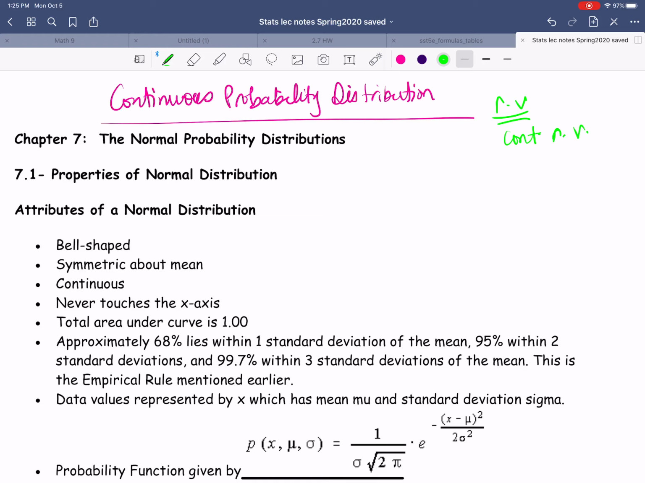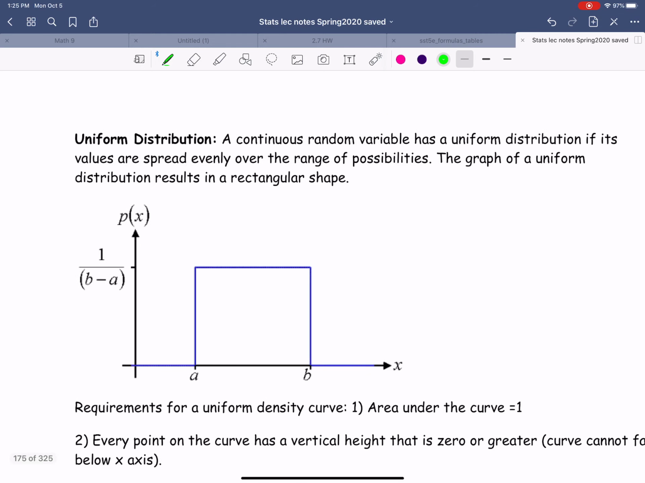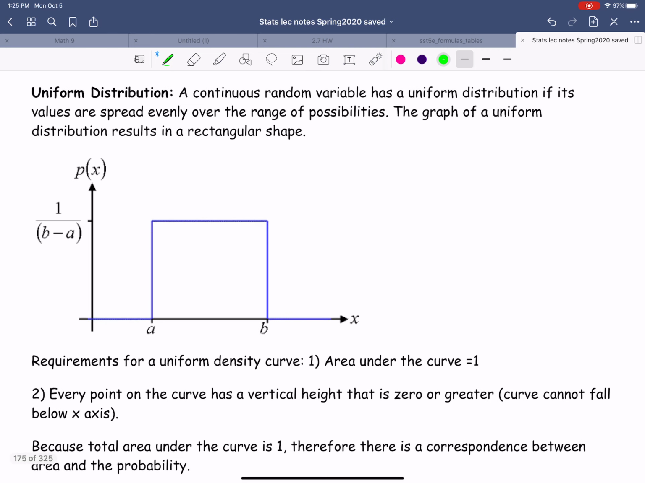So foot length is an example of a continuous random variable. In this chapter, we'll start with uniform distribution, and then we'll look at properties of normal distribution, and then we'll also look at standard normal distribution and just normal distribution. There's a small difference in the standard normal and normal distribution. Let us start with uniform distribution.